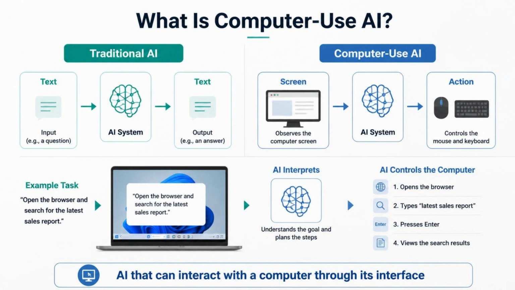Computer use AI is essentially AI that can interact with a computer through its user interface. Think about the difference between a traditional chatbot and a computer use system. With a traditional chatbot, the flow is you give it text, the AI processes the text, and the AI gives you text back. But computer use AI adds another layer. You give the AI a goal. The AI looks at the computer screen. It understands the interface. It decides what action to take, and then it actually interacts with the computer. So instead of only generating an answer, the AI can perform actions inside a digital environment.